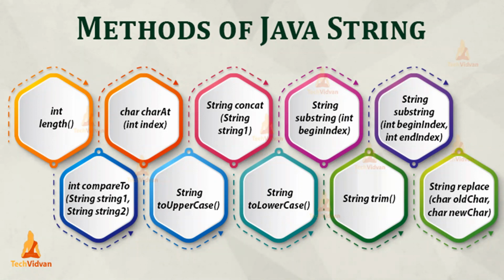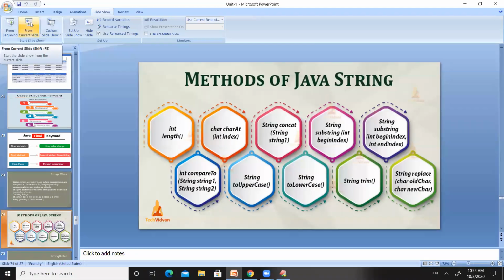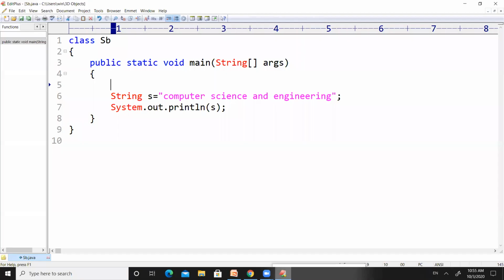By using these methods, we can see something like, for example, the first method, int length. This length method is used to find the length of the given string. For example, if there are 100 characters, then it will return 100, right? So let us see how this length method can work here.